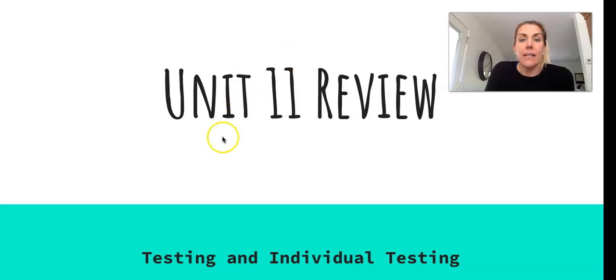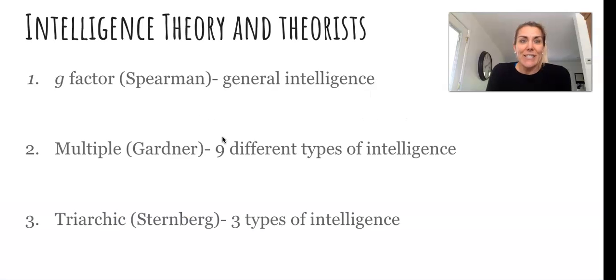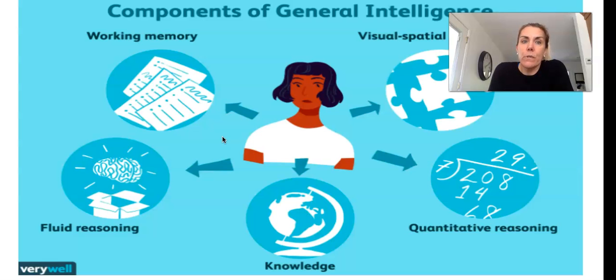So this is testing and individual intellectual testing. The big thing here is you have to know the intelligence theories and theorists. There are three main ones that you could be tested on. Remember, G factor is Spearman, and that's where you have this one general intelligence. Multiple intelligences is Gardner, and he had those 9 different types of intelligences. And then the triarchic theory is Sternberg, and those are the 3 different types of intelligence. So we'll go through those a little bit better.